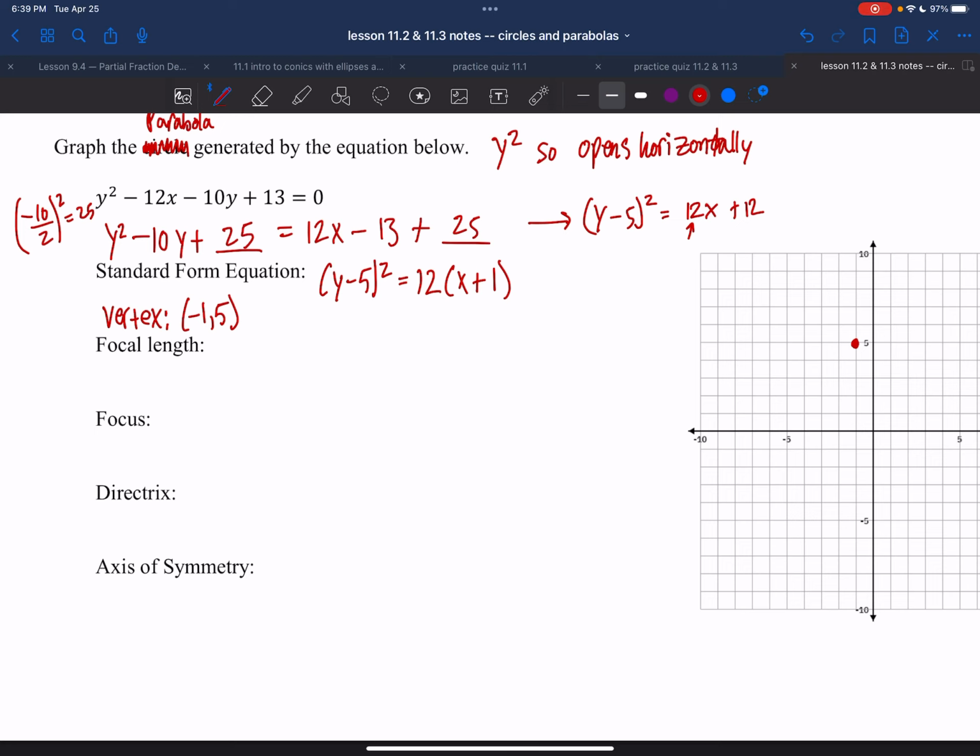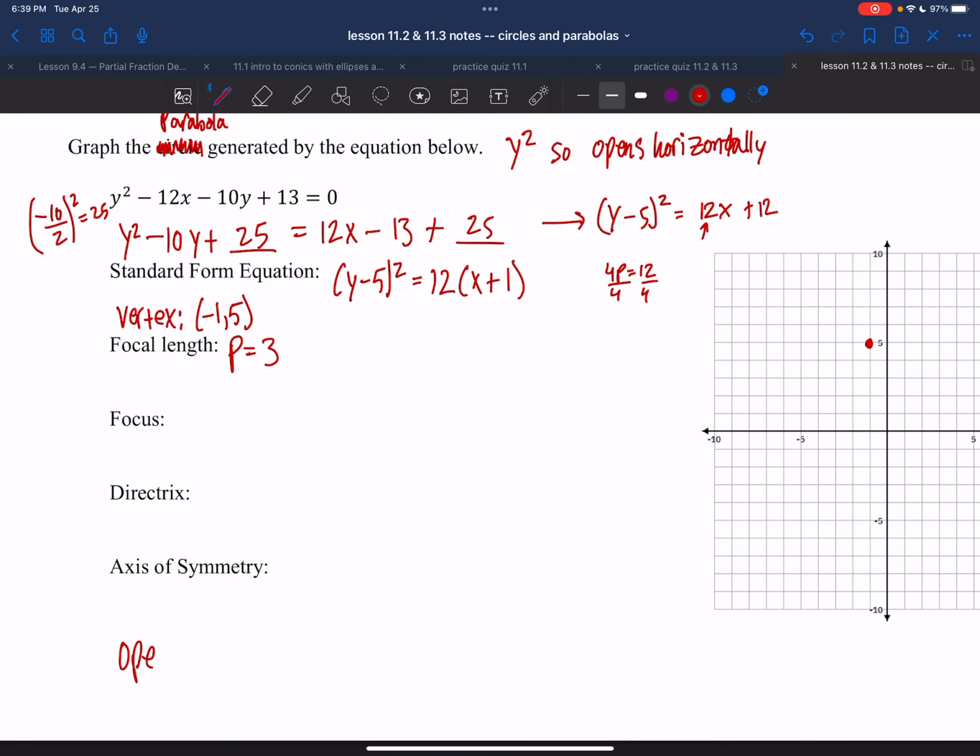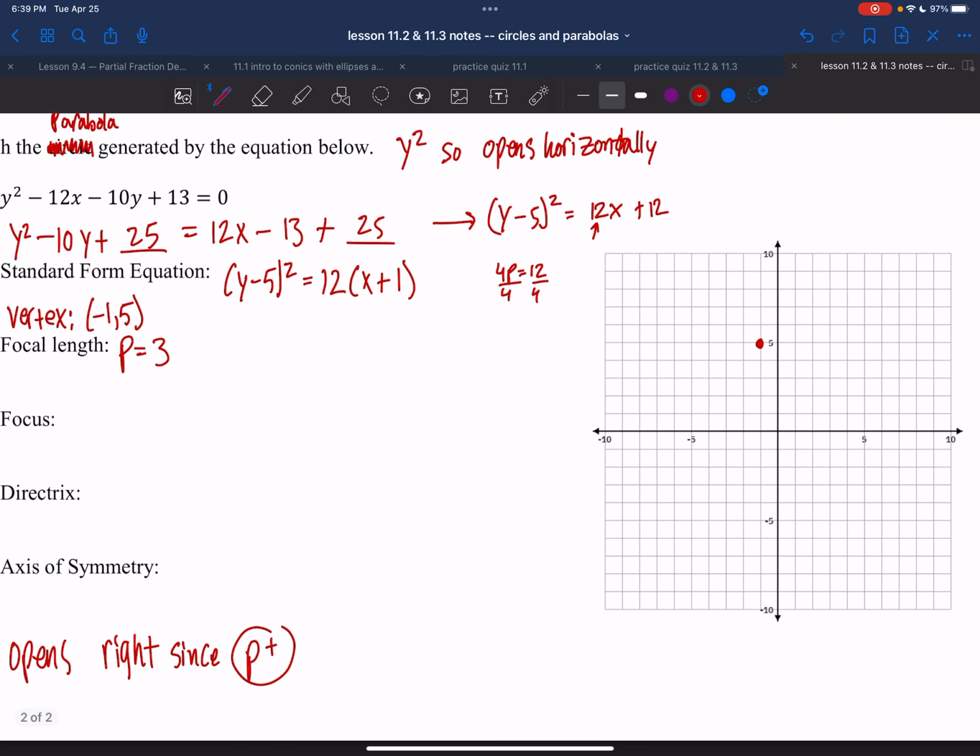What's my focal length? Well, 12 is the focal width, right? So 4p equals 12 tells me that p equals 3. Just divide both sides by 4. Okay. Now, I might ask myself, is it opening right or is it opening left? Opens which direction? Well, p is positive, so it's opening right since p is positive. So I'm going to go 3 to the right to find the focus.